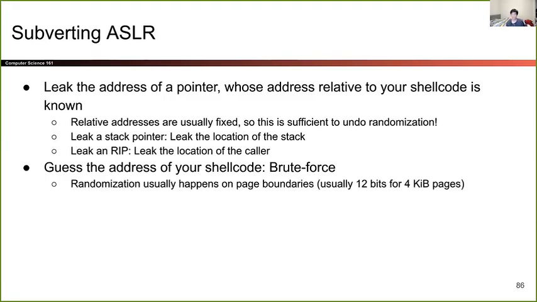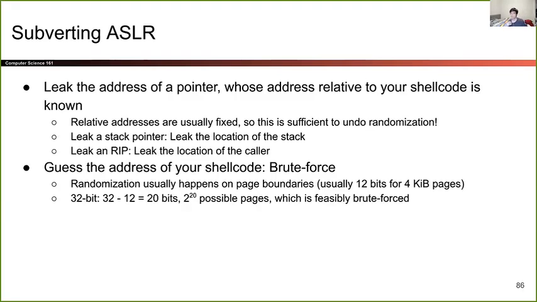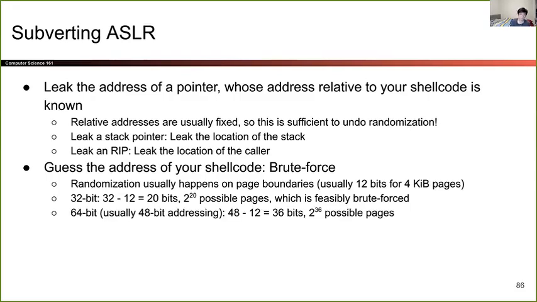Randomization only really happens on page boundaries. If you're not familiar with pages, it doesn't matter too much, but the thing to keep in mind is that the first or the last 12 bits of any starting address are always going to be the same. This means we only have about 2 to the 20 pages to play with, 20 bits. So this is, again, feasibly brute forced. In this case, this is only really a million possibilities.